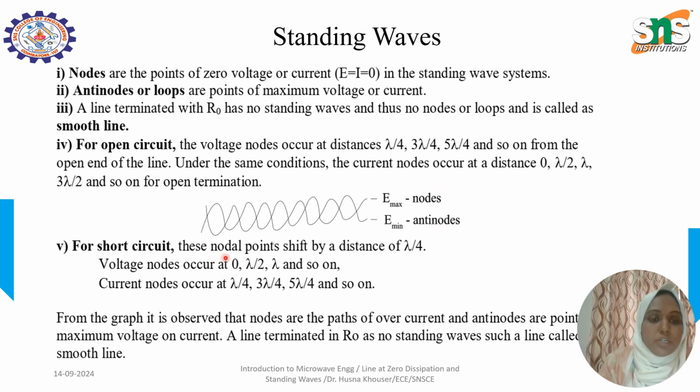For the short circuit, the node is shifted by lambda by 4. So the voltage node occurs at 0, lambda by 2, lambda, and the current moves up in every lambda by 4 step from the starting point. We can observe this: if this is the E maximum point, it is the node, and when it reaches the E minimum, it is the antinode point.